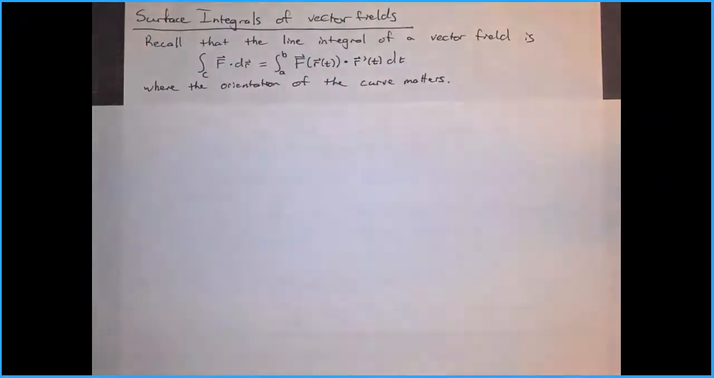Okay, so different than what we did for scalar line integrals. And here the orientation of the curve mattered. So you can traverse a curve two different ways. If you change direction, that changed the sign of your answer. Something similar is going to occur with surface integrals.